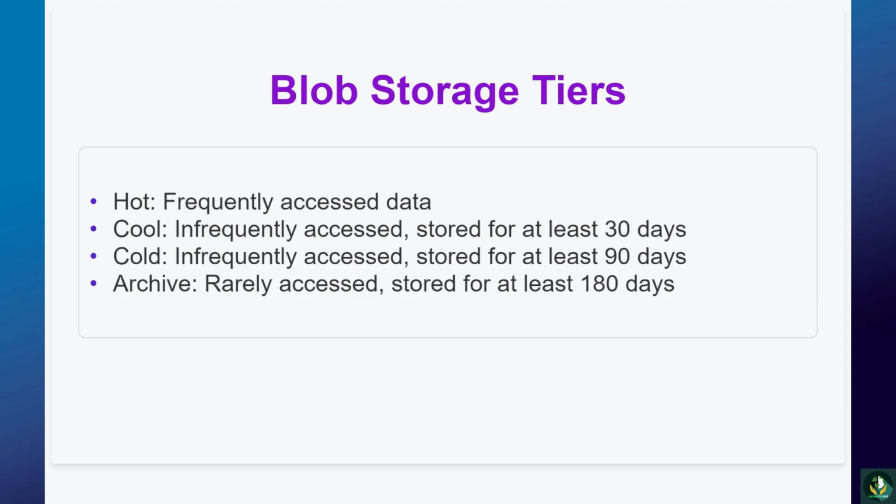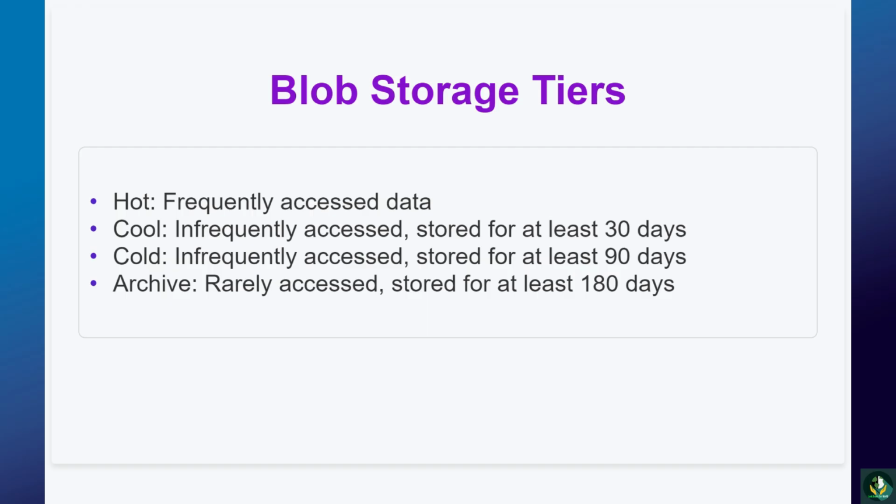The Cool Access tier is optimized for data that is accessed less frequently, but still requires quick access when needed. This tier is most cost-effective for data that will be stored for at least 30 days. A common use case for the Cool tier might be storing customer invoices. They're not accessed daily, but when they are needed, you want them readily available.